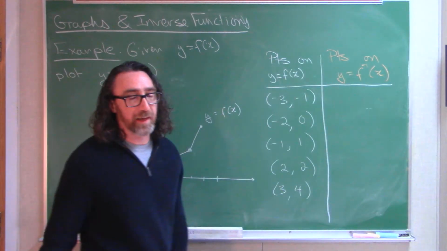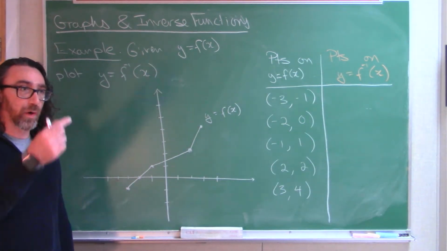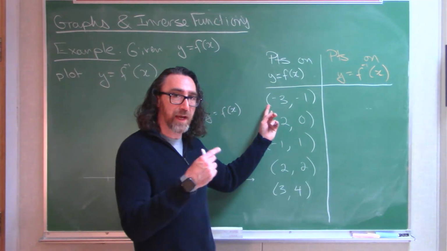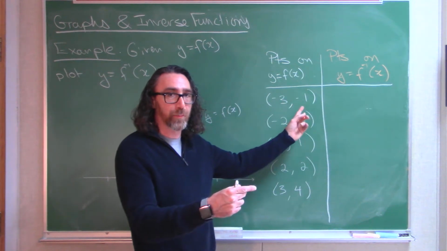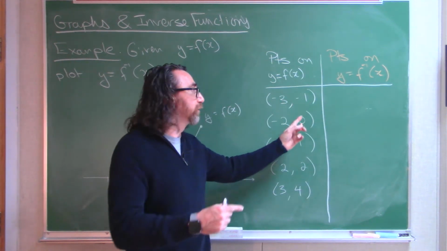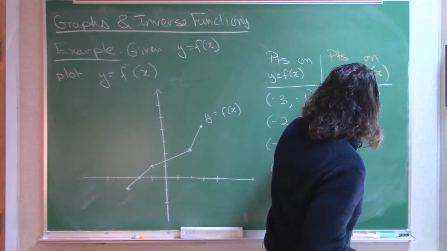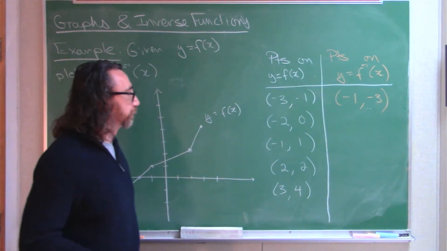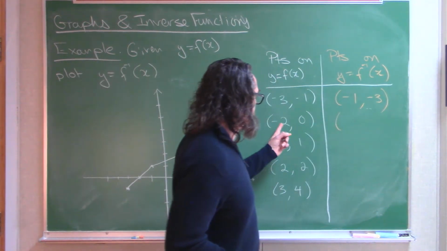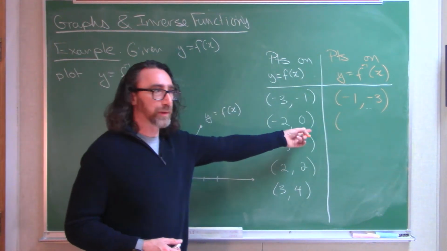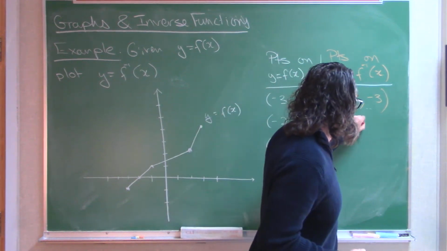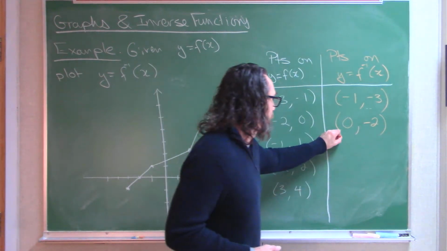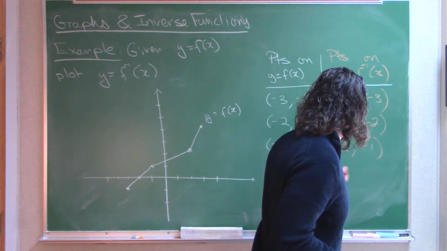Every point on the graph of f is going to give us a corresponding point on the graph of f inverse. So this tells us for the function f, -3 goes in, gives us an output of -1. The inverse function is going to go backwards. The inverse function is going to take -1 and give us the output -3. This says the original function takes -2, gives us 0. The inverse function will take 0 and give us -2. And we'll switch all the corresponding points.